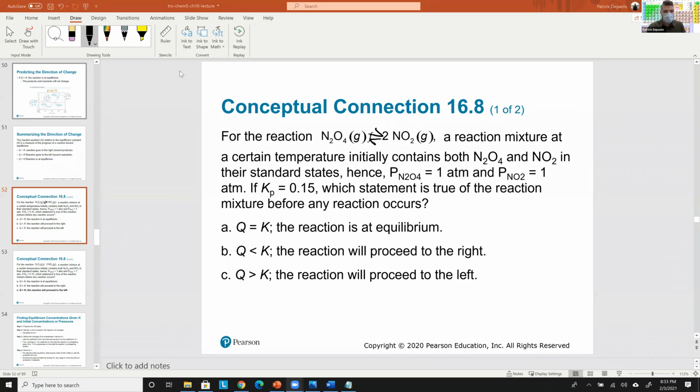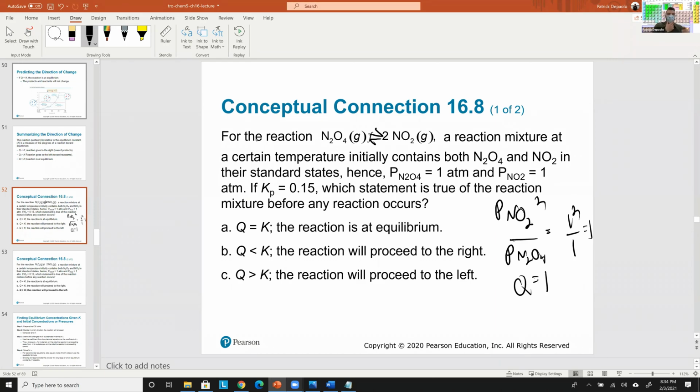Good. Okay, so what we can do is we can calculate Q. So Q, at this specific point, is NO2 squared over N2O4. And of course, these are pressures, so I'll put P and P. Then this ratio will be 1 squared over 1, which is just 1. So Q is equal to 1.